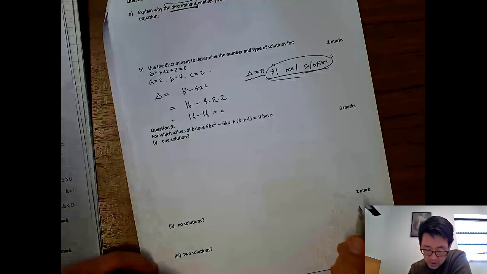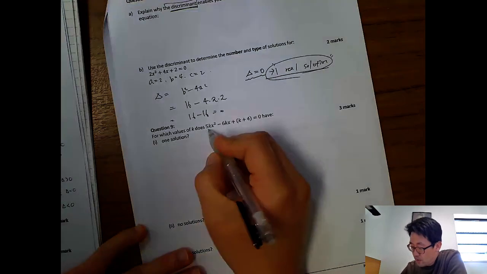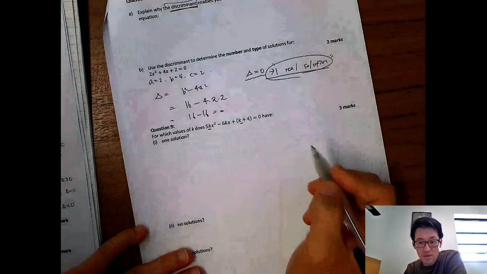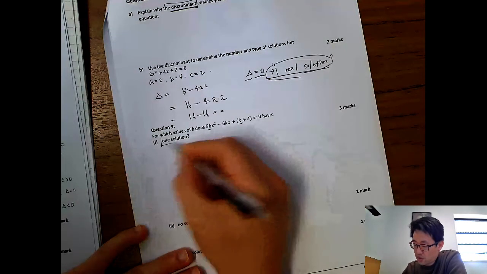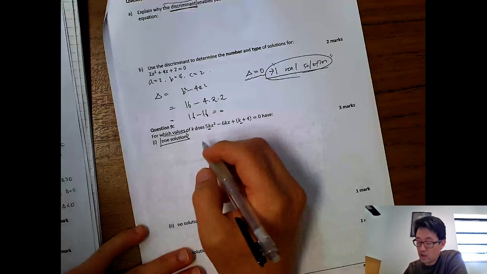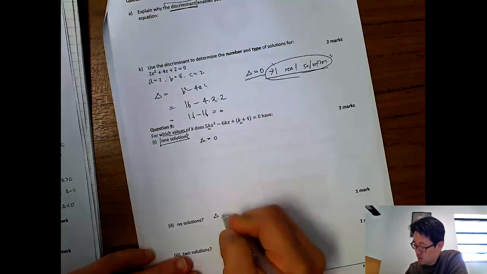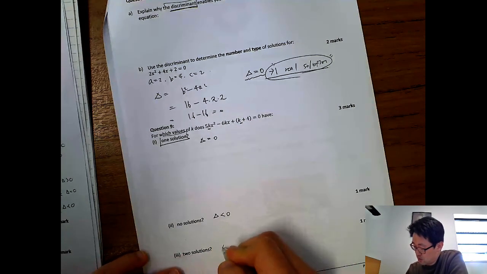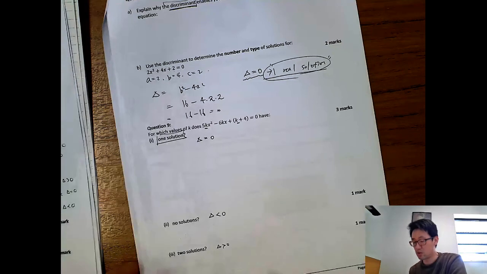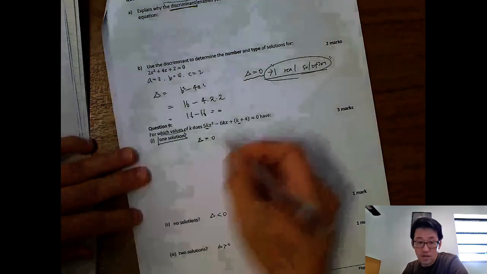Okay, question 9. For which value of k does this have one solution? If you have a question with letters in it, the first thing you need to do is get one solution. When do we get one solution? When discriminant equals 0. No solution, discriminant is smaller than 0. This situation, isn't it? You need to draw it. Let's check that.